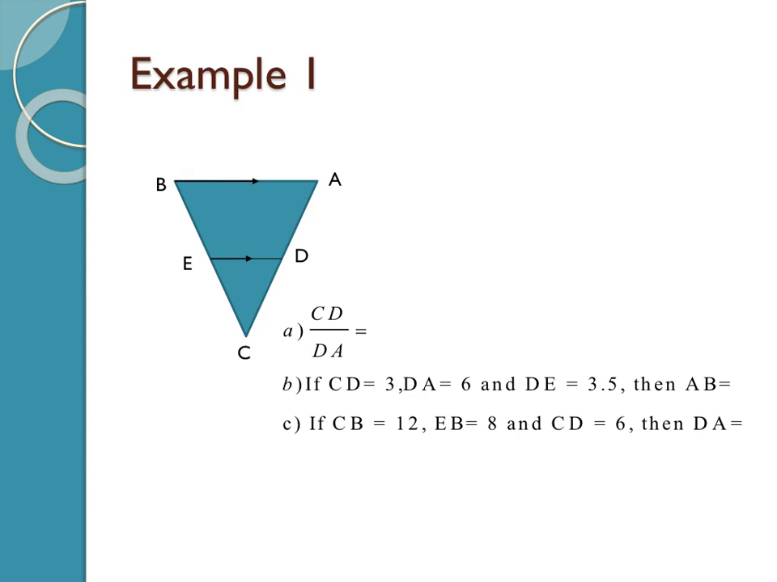All right, so you've got a triangle, and on this triangle are two segments that are marked as parallel. You see those little teeny tiny arrows? Okay, so if they're parallel, then the segments are proportional, and CD over DA would equal what? CE over EB, or BE, you can write either way. If CD is 3, and DA is 6, and DE is 3.5, then what's AB?